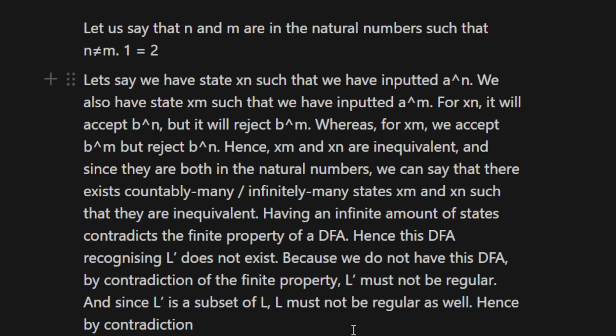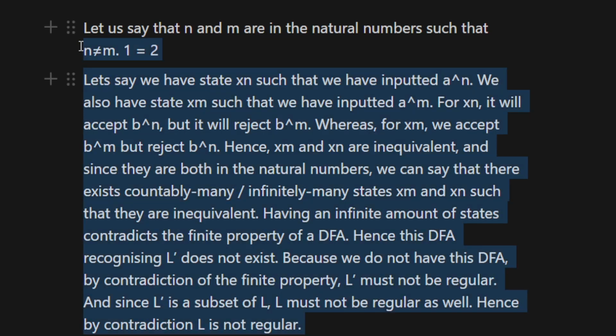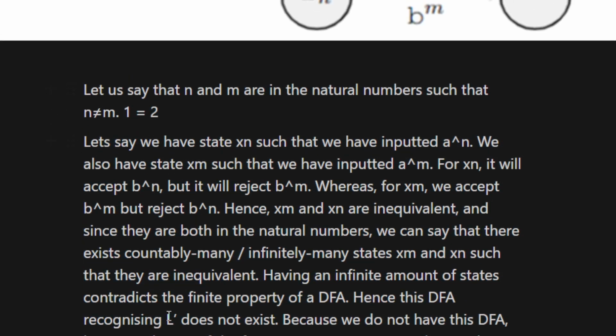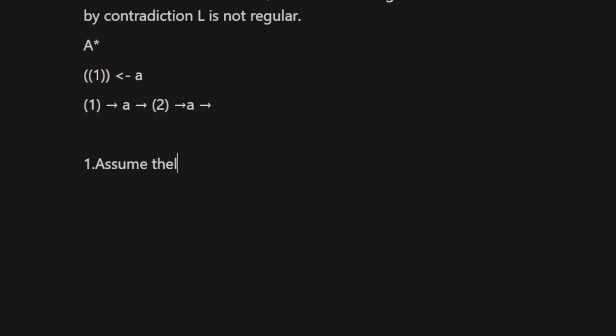Hence by contradiction, L is not regular. Okay, so yeah, that's the sort of idea that you're trying to look at. The main idea, which I'll just go through now, is firstly, we assume the language is regular. Now, I'll also talk about how we can do this for both regular and non-regular languages, because when we have a question that's asking if it's regular or not, you might get a bit confused because you will have to test different edge cases. So you can actually use this as well for looking at if a language is regular or not.